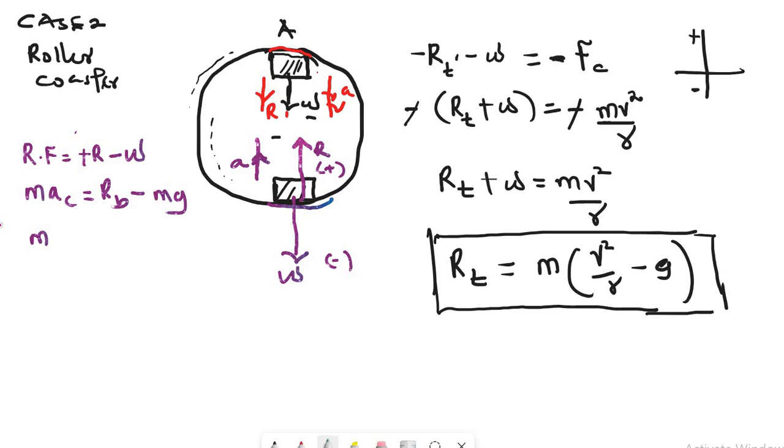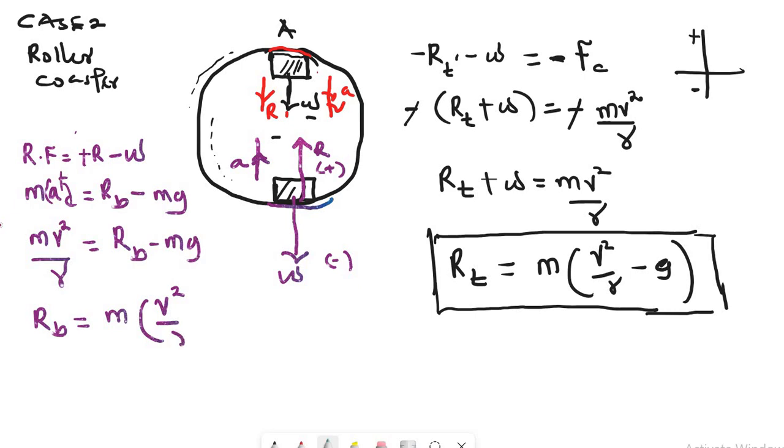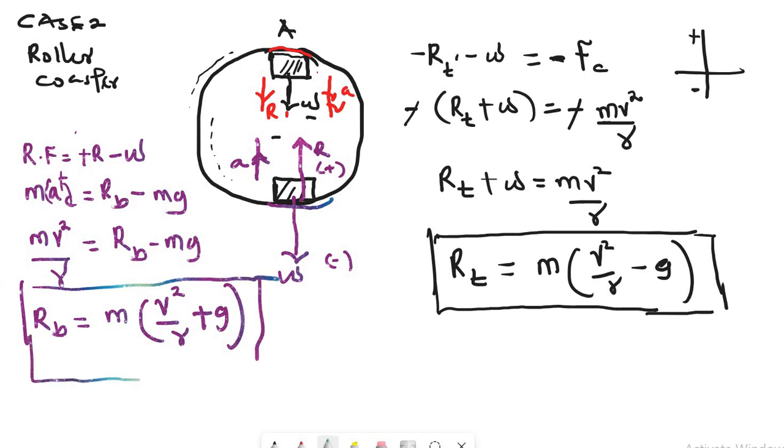Since the acceleration is also upward, it's on the positive part. That's the reason why ma is positive and centripetal force will be positive. mv squared over r equals the reaction force minus mg. At the end of the day, the reaction at the bottom will be m into bracket v squared over r plus g. That will be the reaction at the bottom.